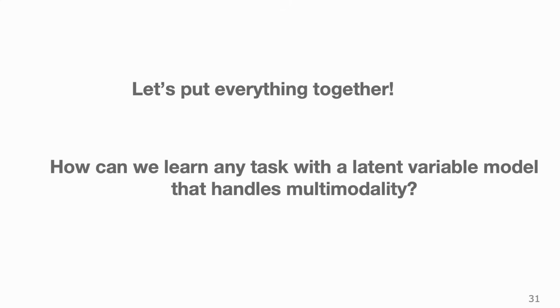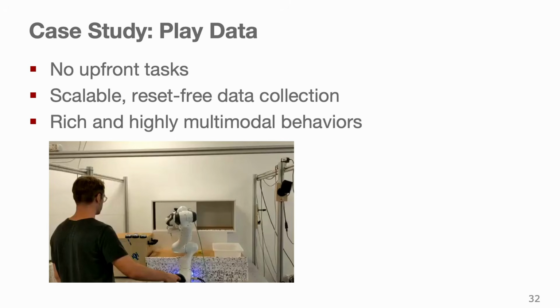Okay, so let's put everything together. I will show a case study of how we can combine a latent variable model that handles multimodality with trying to learn task agnostic control. One way to do so is using undirected, unstructured play data, where users teleoperate a robot without doing any specific task. And so you give them the teleop and they collect data.